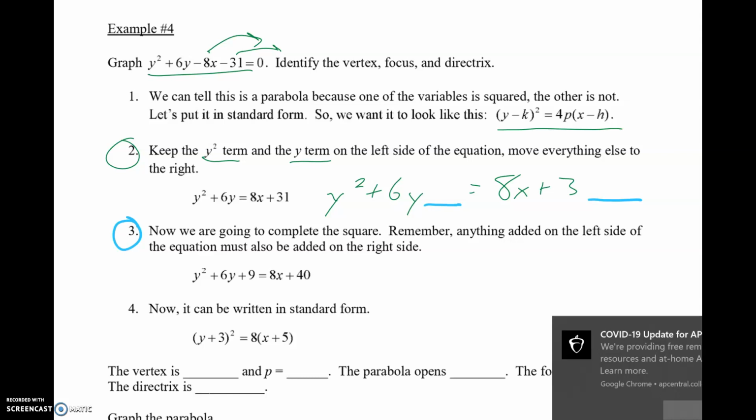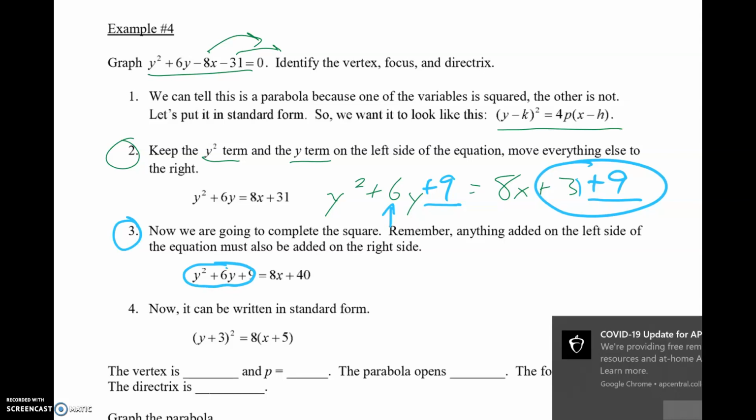Here's how we get this 9, by the way. We take this 6, divide by 2, and square it. So you add a 9 there, add a 9 there, and of course that 31 plus 9 is 40. That's how we got that 40 right there, okay? Now we're almost in standard form. We're still in step 3 here. Then we write this as something squared, and of course that's y plus 3 squared, okay?